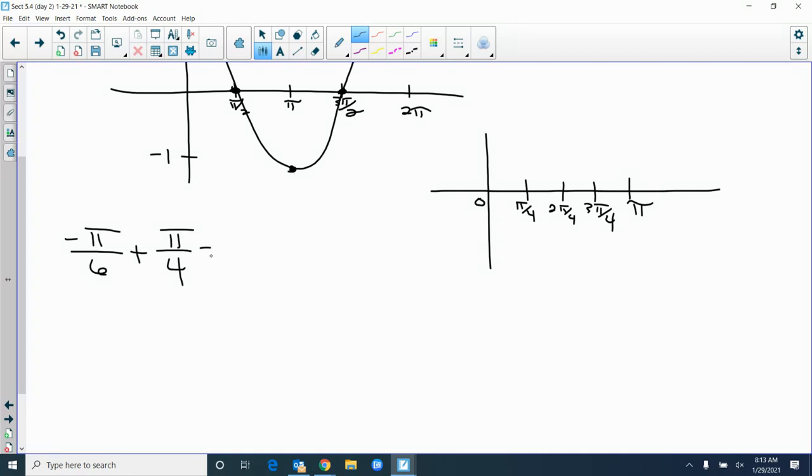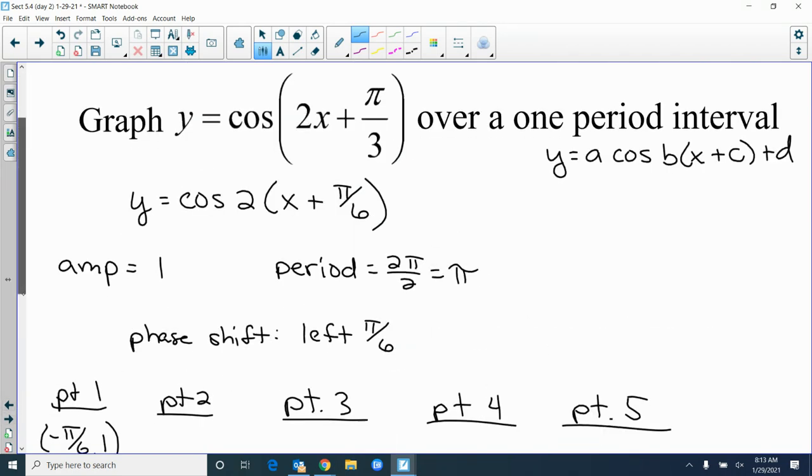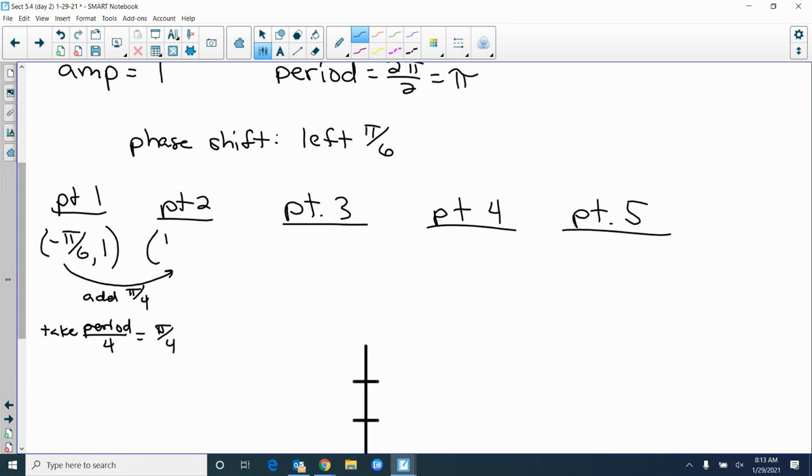Well, I'm going to get a common denominator, 12. And that's going to be negative 2 pi over 12 plus 3 pi over 12. And if I did everything right, I get pi over 12. Okay. Nope, Caitlin says no. Never mind. I forgot the negative. Okay. Whew. I was hoping I was right. So I got pi over 12 for that one. Whoops, I went the wrong direction. So the point is now at pi over 12.